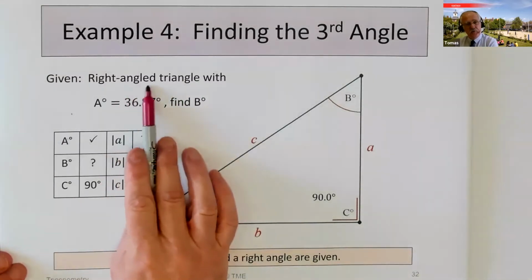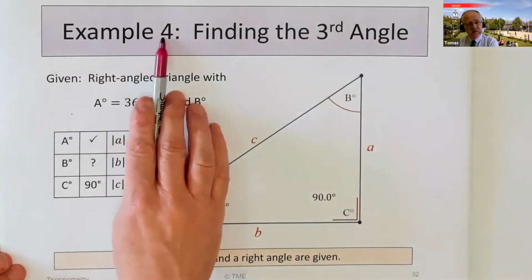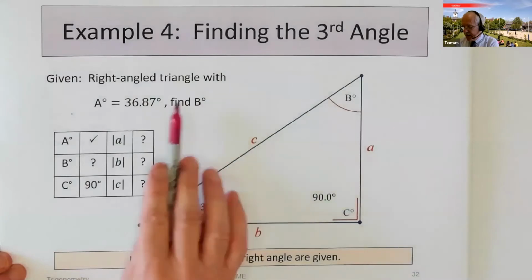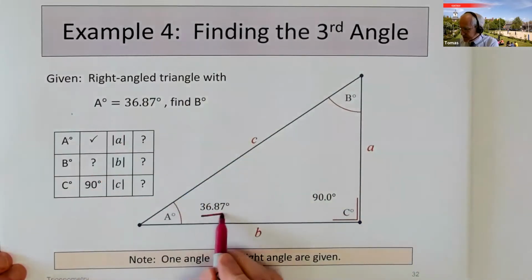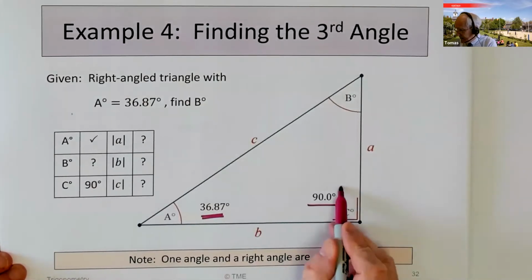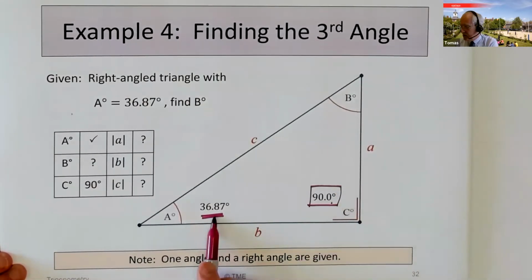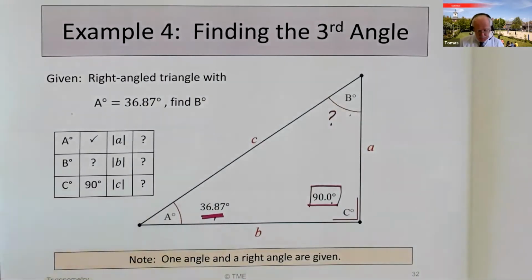Here's a fourth example. You've got a right angle triangle with A is 36.87. So it's giving me this number here. Find B. Well, this is very nice. I know this angle, 90. I know this angle, but I don't know this angle. And I want to find the angle B.